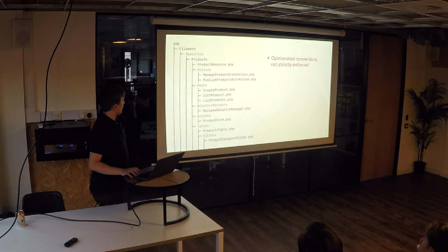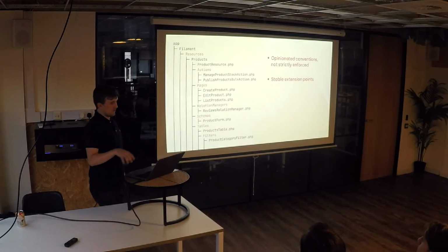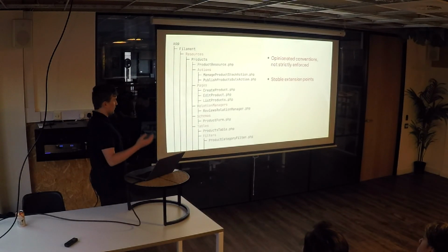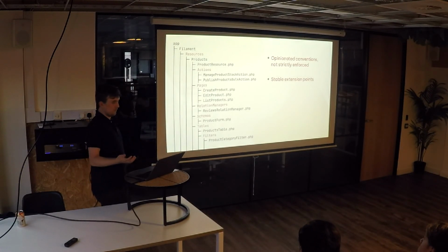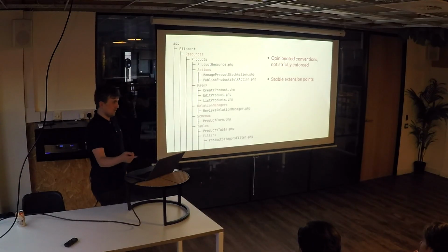But the next thing I want to think about when I'm building Filament is allowing you to have stable extension points. Because Filament isn't always going to do everything you want it to. Maybe you want to extend it with your own functionality or your own components. And these extension points allow you to do that safely so that we're not breaking your code when we update and change something internally, and you're not breaking our code when we update.